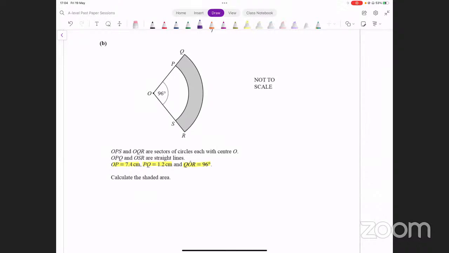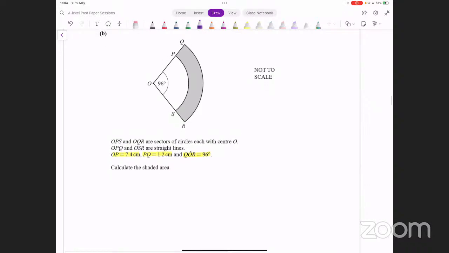Now that's pretty straightforward. How do you describe the shaded area? It's just the bigger sector minus the smaller sector, right? बड़े वाले sector के area में से छोटे वाले sector के area minus कर देना है. So shaded area is just the area of the sector OQR minus the area of the sector OPS. That's all that we have to do here. Now, what's the formula for area of sector? We know that's theta over 360 multiplied by pi r squared.